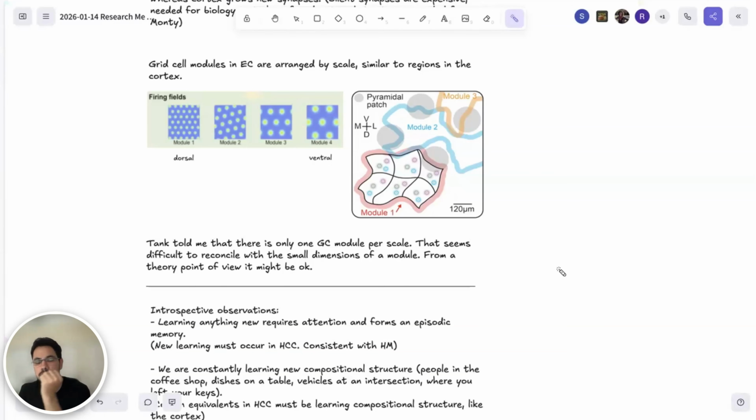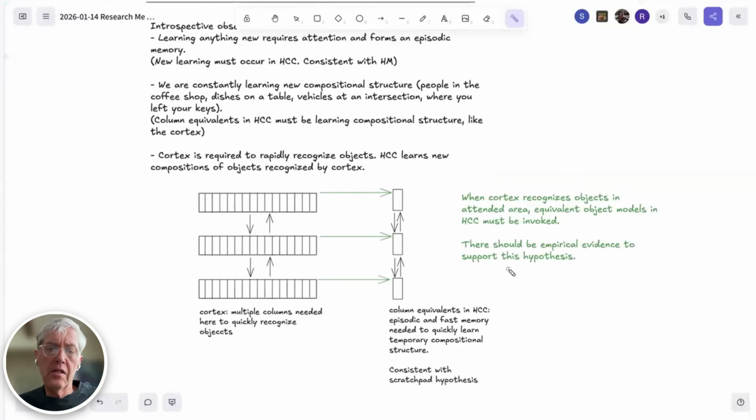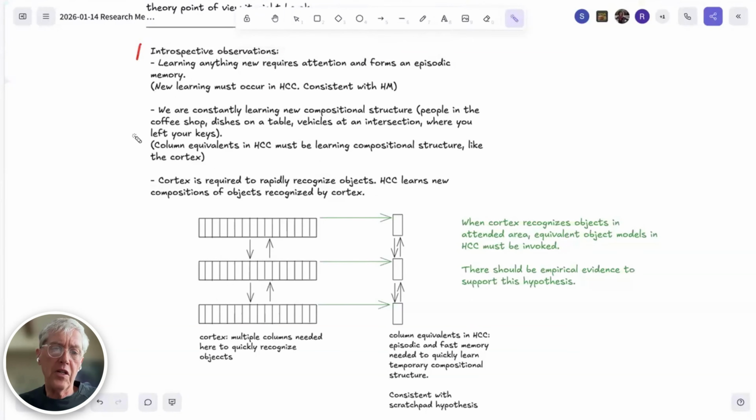Yeah, okay. So these next things are some more introspective observations. We've talked about these in research meetings. They're not necessarily controversial. They're just things where, if you think about them a bit, you go, oh yeah, I've got to think about that. That's pretty important.